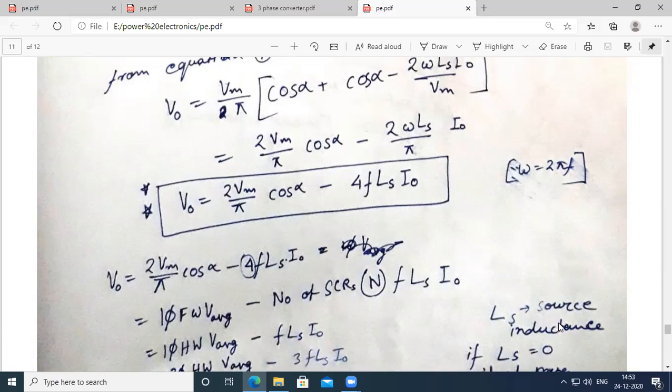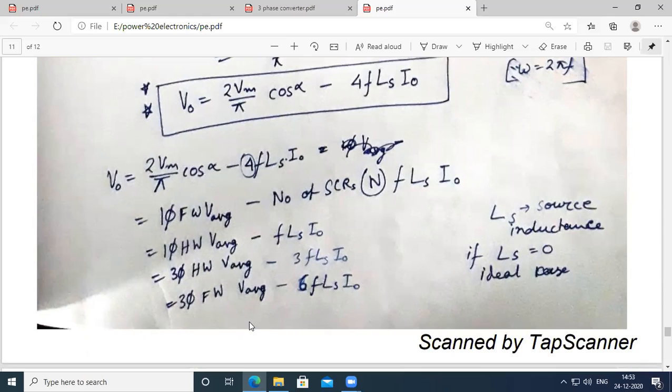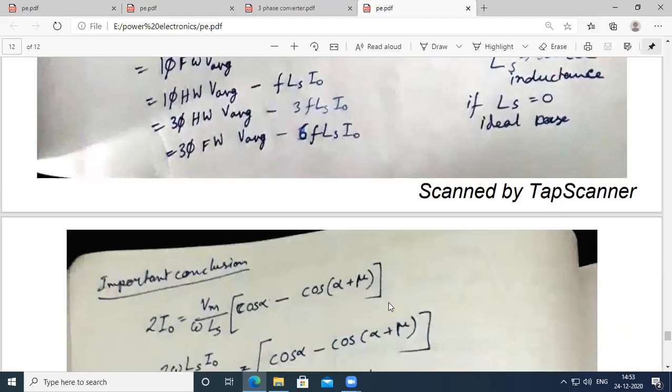And here Ls is the source inductance. If Ls is 0, that is the ideal case, then the value will be like that. If Ls is equal to 0, then it will be the single phase full wave rectifier average voltage. And this is the three phase half wave rectifier. This is the three phase full wave rectifier. These are all the same things.